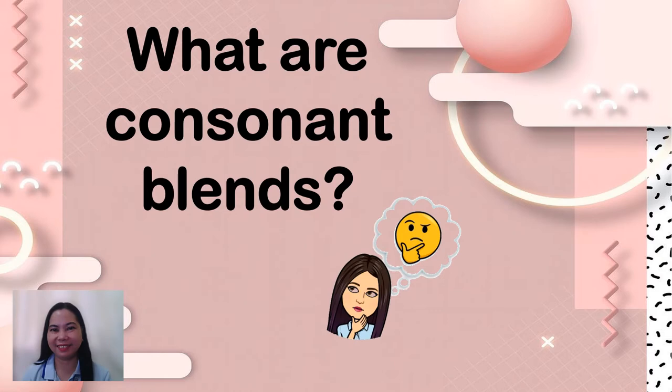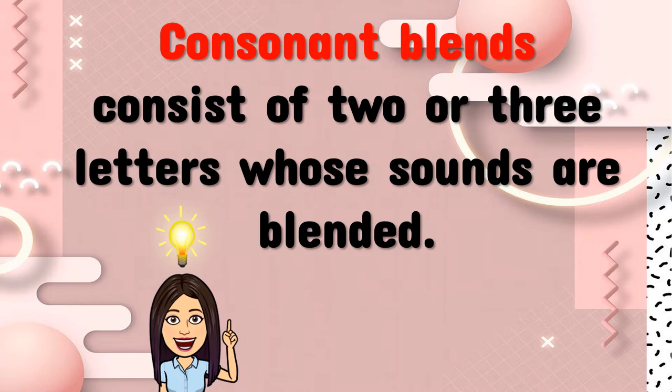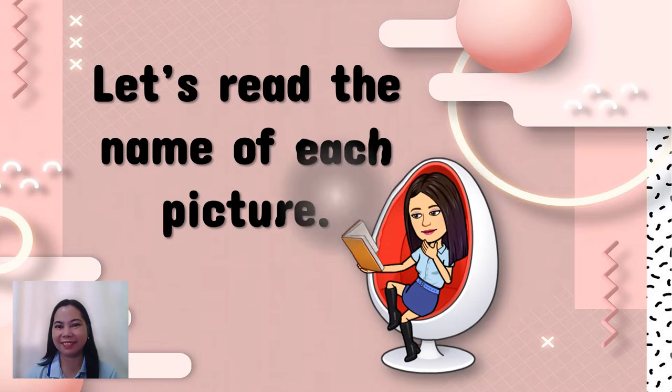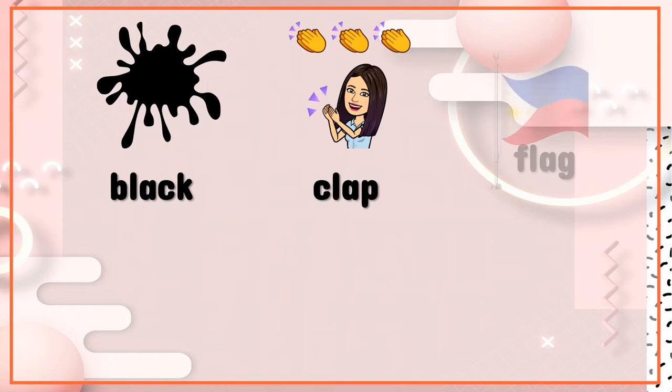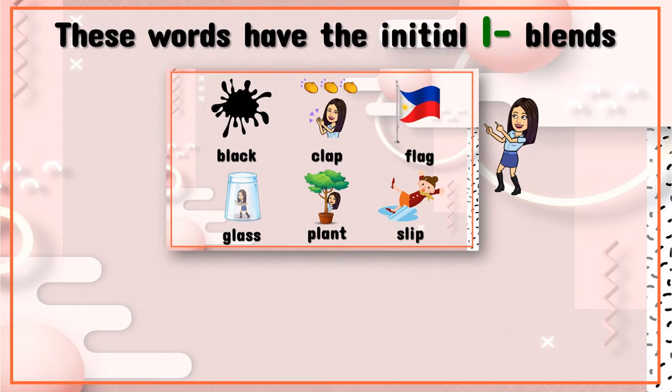What are consonant blends? Consonant blends consist of two or three letters whose sounds are blended. Let's read the name of each picture. Black, clock, flag, glass, plant, sleep. These words have the initial L blends.